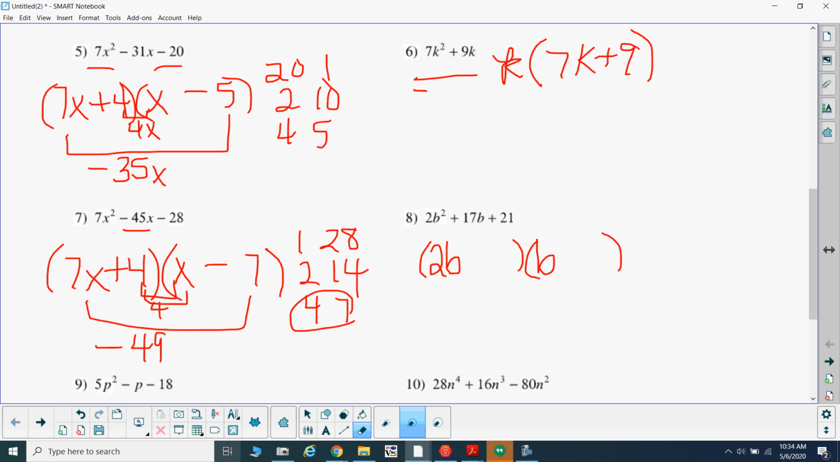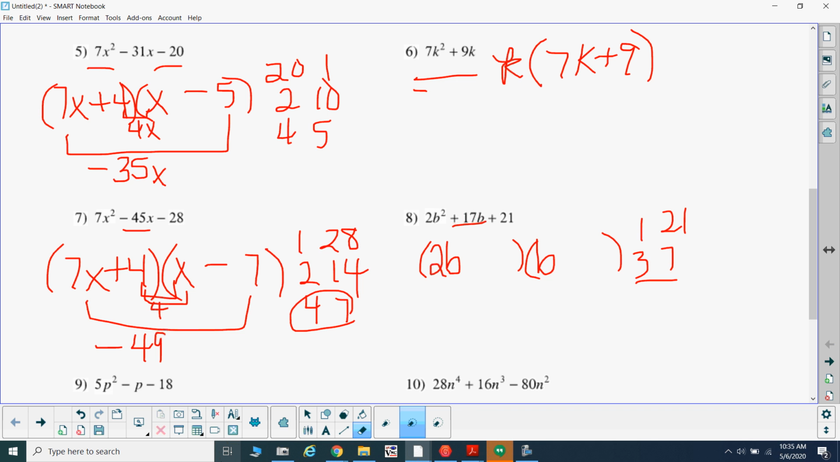All right, factors of 21, 1 and 21, 3 and 7. That's about it. The number in the middle I want is to get 17. Well, if I take 21 times 2, that's going to be too big. 21 and 2 don't make 17. So I'm going to have to go with the 3 and the 7.